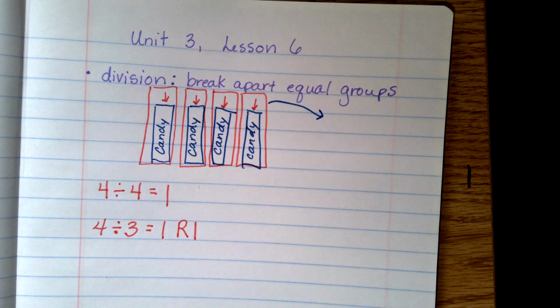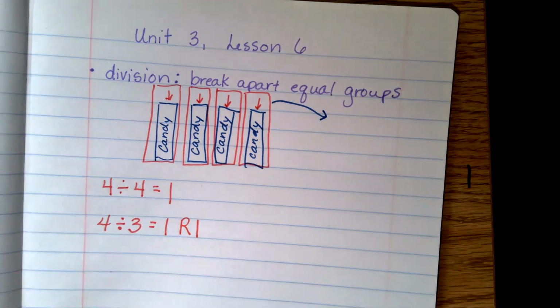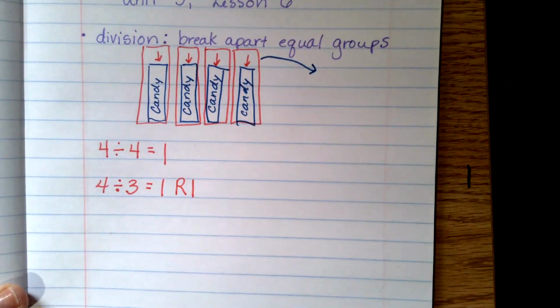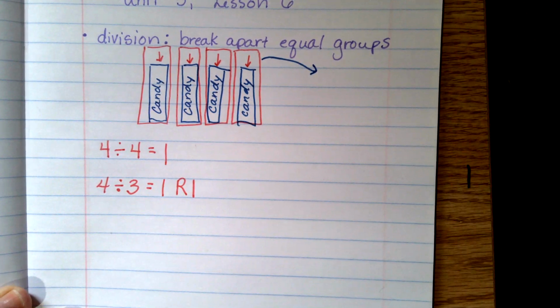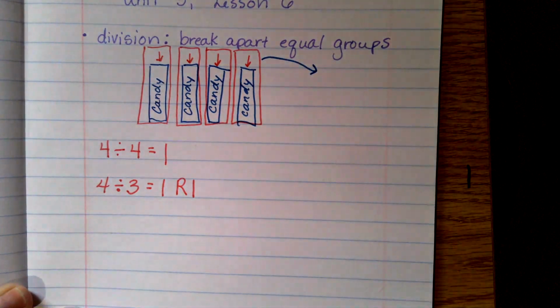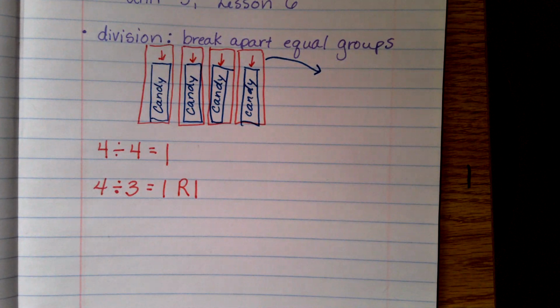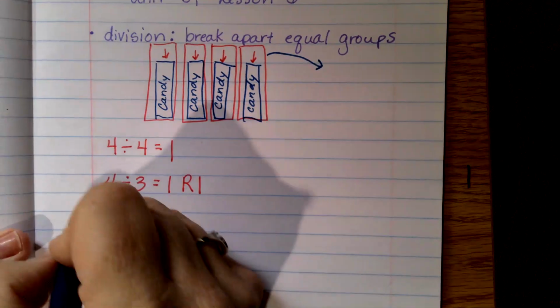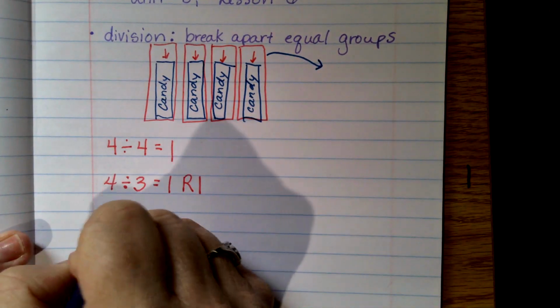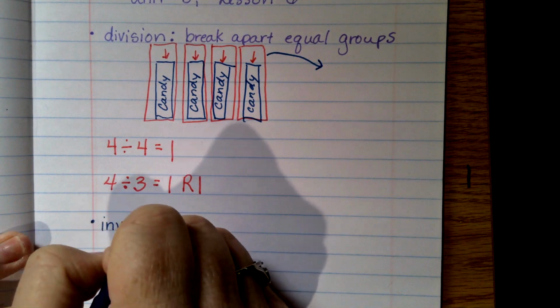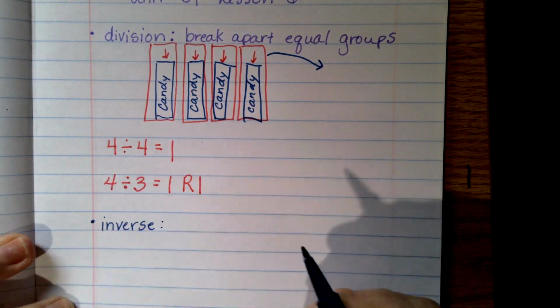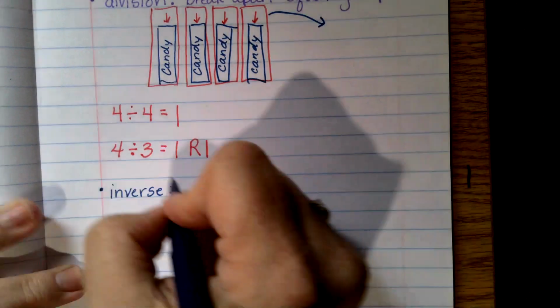All right. So, again, we said that division is the opposite of multiplication. That's called an inverse operation. So an inverse really truly is just that. It is the opposite of something else.